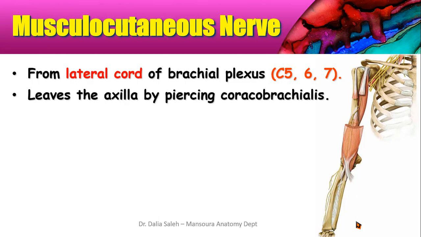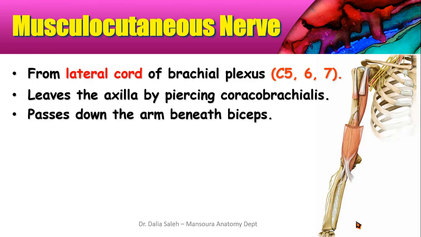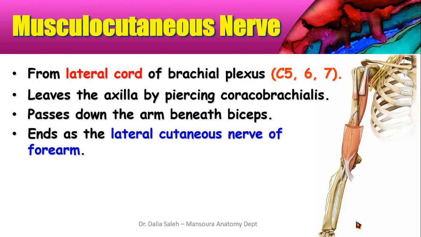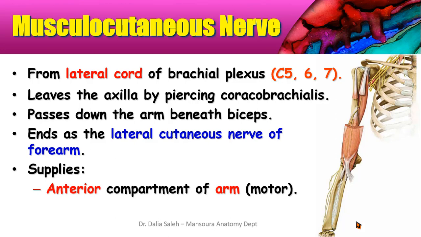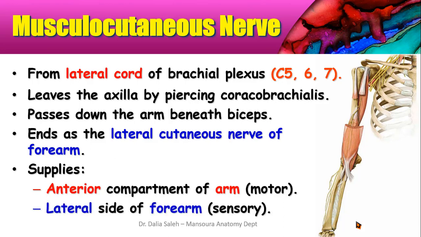It leaves the axilla by piercing the coracobrachialis muscle, then passes downward in the arm beneath the biceps muscle. It ends at its lateral border as the lateral cutaneous nerve of the forearm and supplies the anterior compartment muscles, namely the coracobrachialis, the biceps brachii, and the brachialis muscle. Also, it will supply the lateral side of the skin of the forearm.